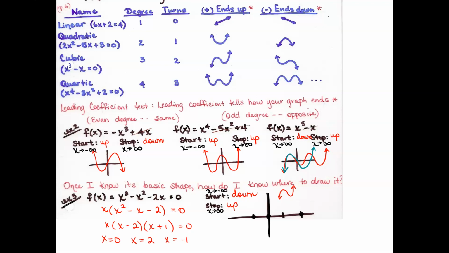And then we can set each of those factors equal to 0. So we'll get x equals 0, x equals 2, and x equals -1. So then let's come over here to our graph and let's plot -1, 0, and 2. So we're going to start down, we're going to turn twice, and we're going to end going up. So the x-intercepts that I have to hit tell me where to draw this.